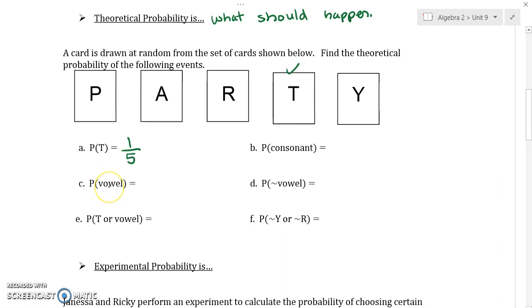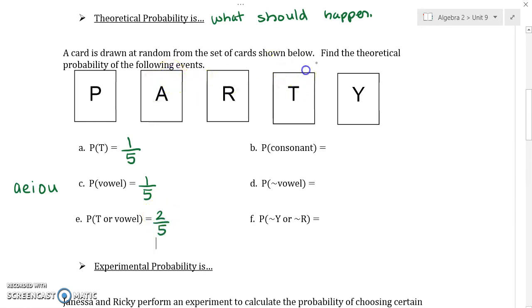What's the probability of me getting a vowel? Remember that the vowels are A, E, I, O, U. So we have an A, and therefore that is 1 out of 5 cards as well. Then the question changes: what's the probability of me getting a T or a vowel? Well, A is a vowel and T is a T. So that's 2 out of 5 cards.